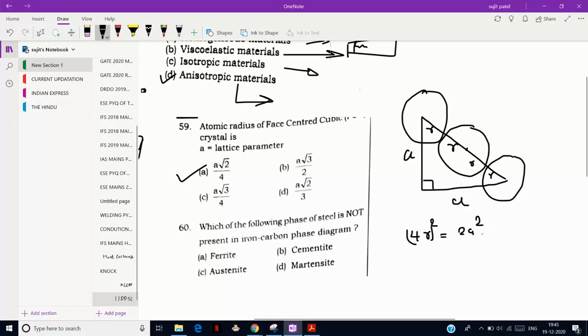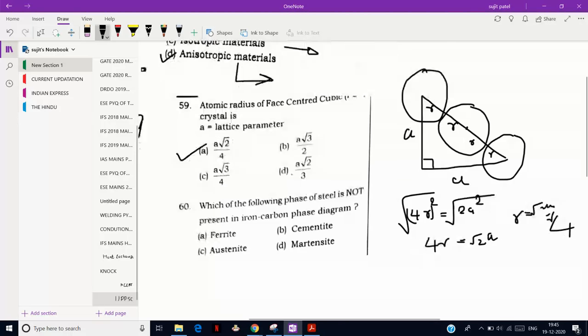If you take the square root, the square will get cancelled, so 4R is equal to root 2 a. We have to find the atomic radius, so R is equal to root 2 a by 4. So this is the answer.